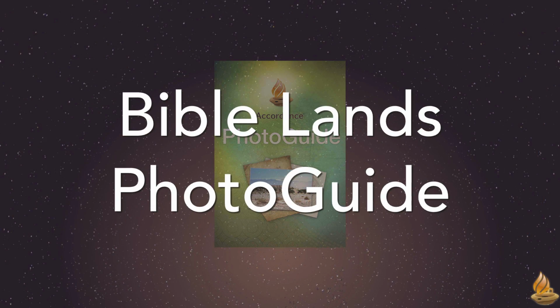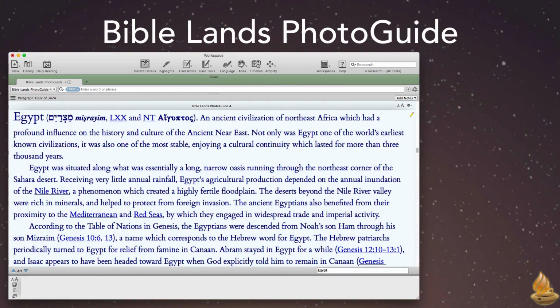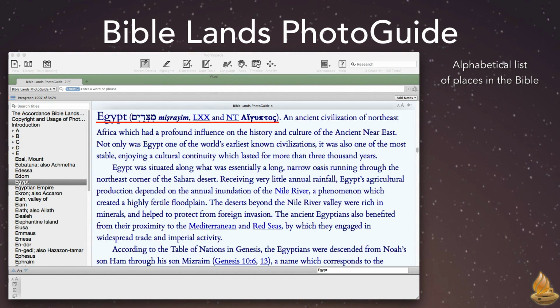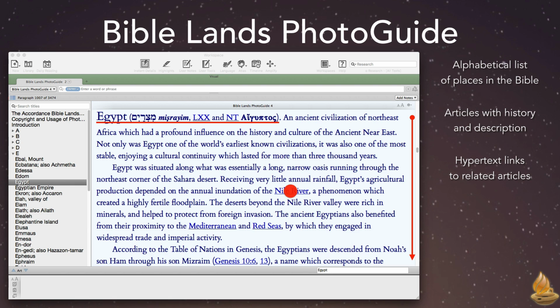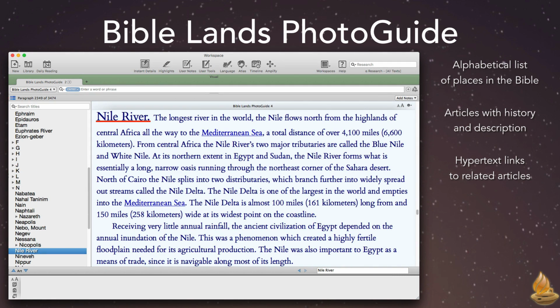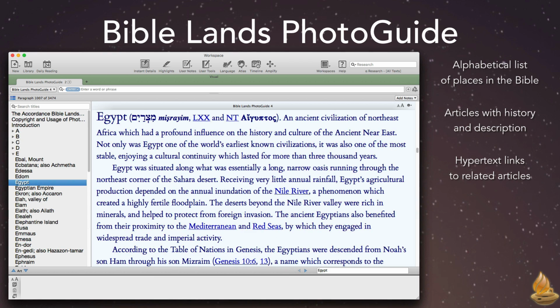The Bible Lands PhotoGuide. The Bible Lands PhotoGuide is a massive resource and a very helpful one for giving us a sense of place in biblical times. It lists every significant place in the Bible alphabetically, providing articles that describe the site and trace its history. Each article includes hypertext links to other related articles, allowing us to move back and forth between them quickly.